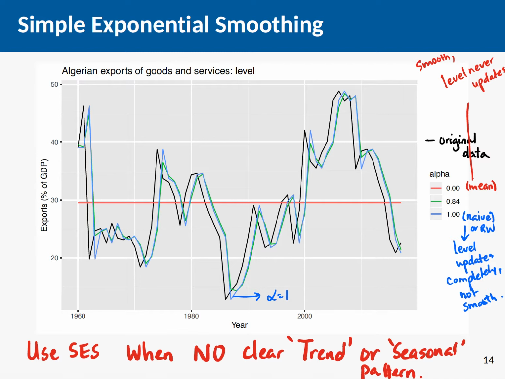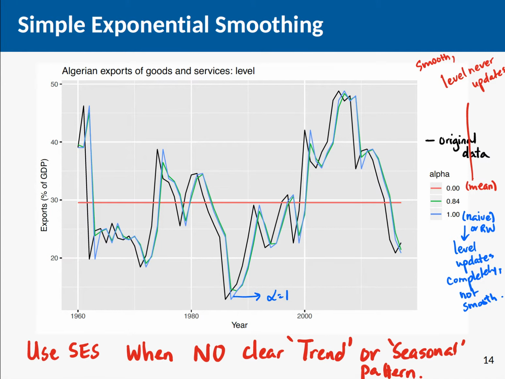In the last video, we talked about simple exponential smoothing methods, but in this video, we're going to be focusing on the simple exponential smoothing statistical models. Now, last time we looked at the Algerian exports of goods and services and how changing the parameter values of the smoothing parameter can lead to different types of fitted series, which is highlighted here.